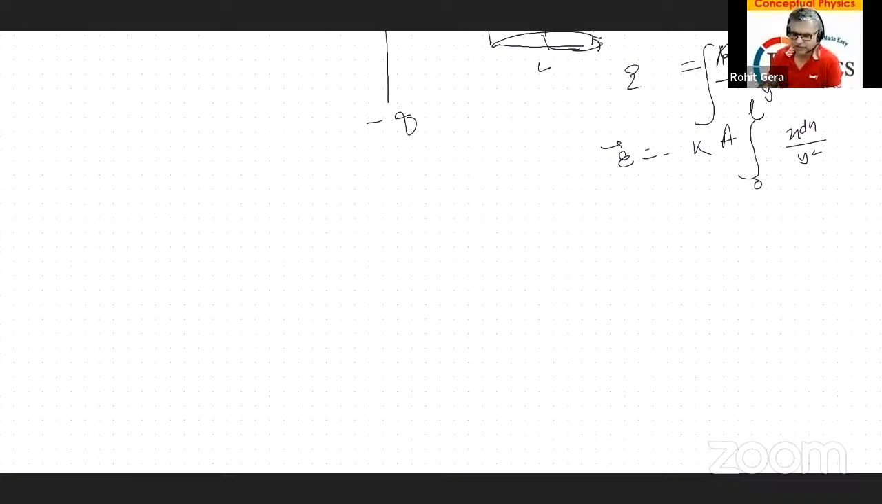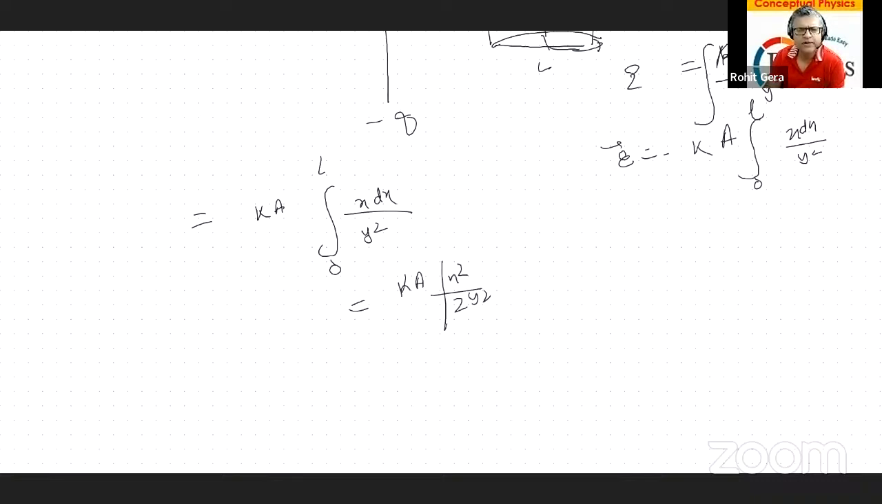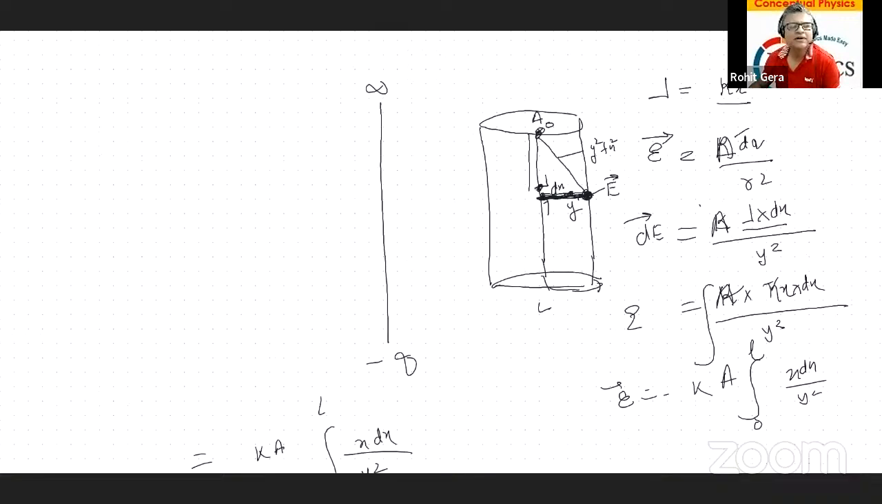sorry, x varies from 0 to L, so your integral is kA x dx upon y square, y एक जनरल डिस्टेंस है, so 0 to L is equal to kA x square by 2y square, 0 to L is equal to kA L square upon 2y square. This is your expression of electric field due to a finite wire with a variable linear charge density. The linear charge density is varying, right?